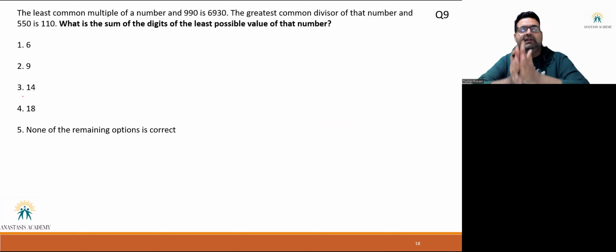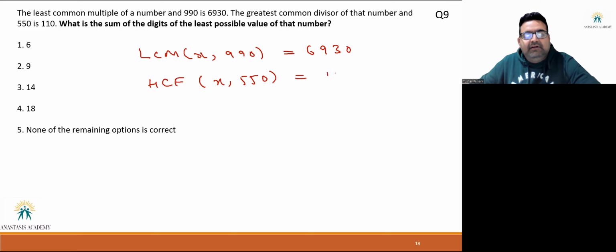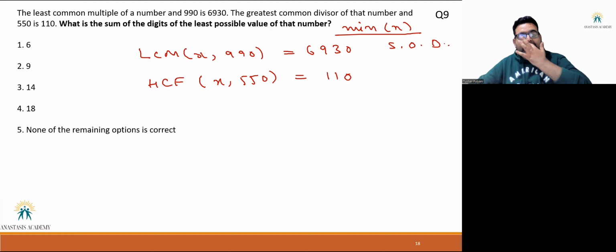Fine. Let's move on to the next one. So in eighth, there was a bit of effort, but when you reach ninth, it's an easy HCF LCM problem. It says that LCM of a number and 990, let's say that number is X, so LCM of X and 990 is 6930. Similarly, GCD, or we also call it HCF, of that number with 550 is 110. What is the sum of the digits of the least possible value of that number? So I have to find the minimum value of X and finally find its sum of digits.